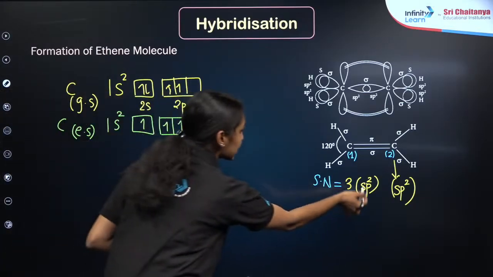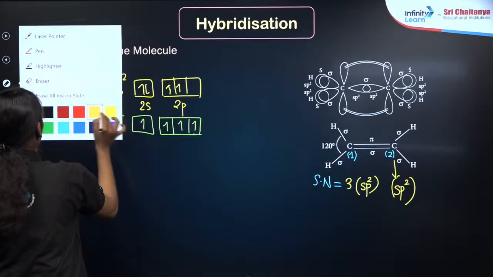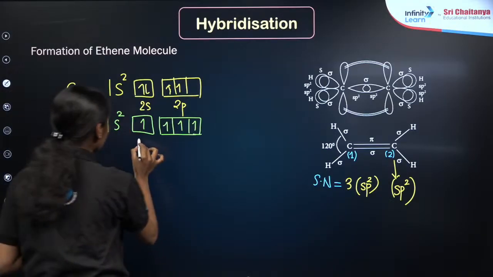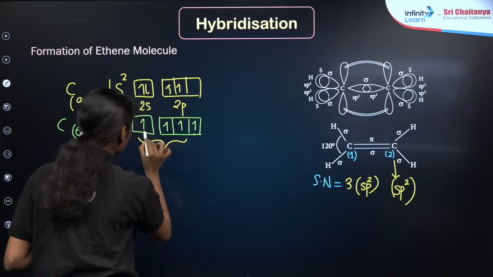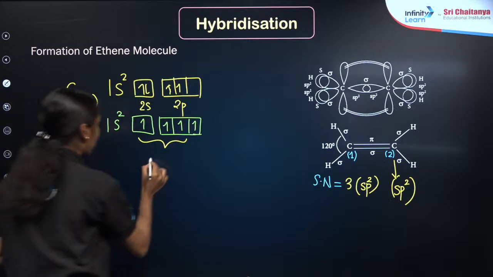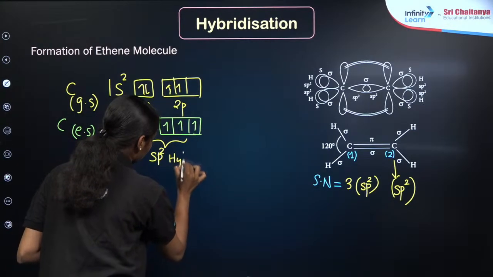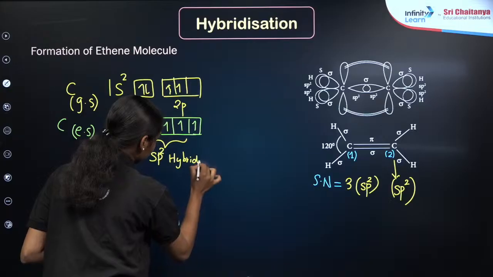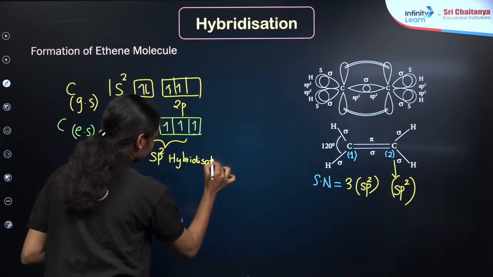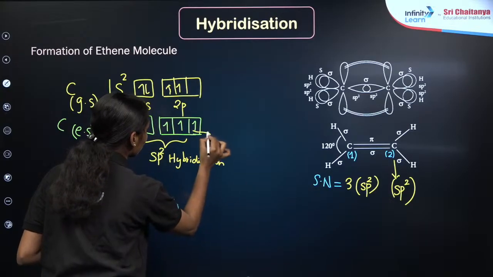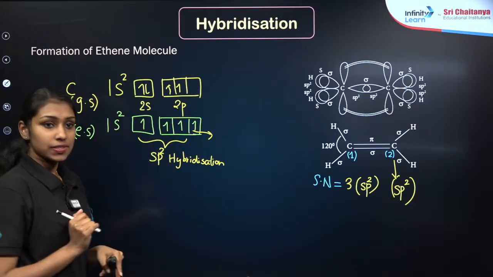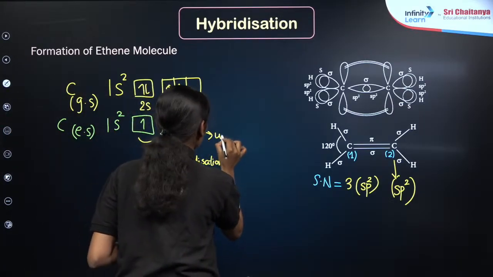Okay, our hybridization is sp2, right? So here, in this particular condition, these 3 orbitals, the 2s and two 2p orbitals, will undergo sp2 hybridization. Then what will happen to this one? This will remain unhybridized, right?